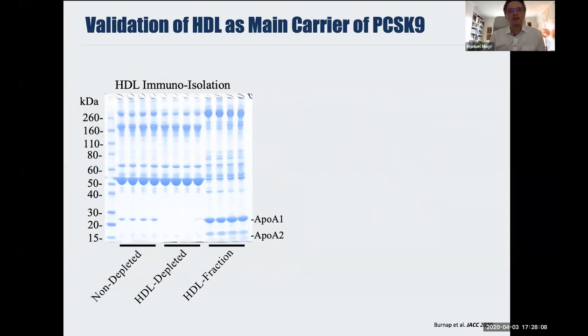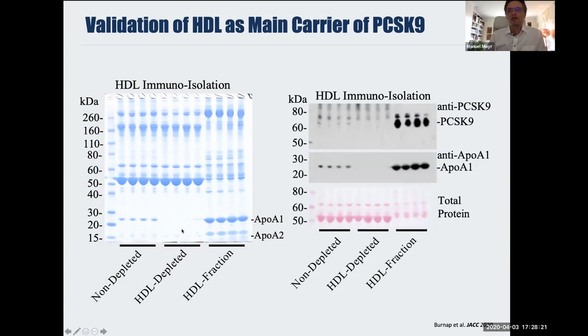And this is a simple Coomassie stained gel, where you can nicely see how successful HDL was depleted. ApoA1 and ApoA2 are only present in the HDL fraction, but are completely absent in the HDL depleted fraction. And if you probe for PCSK9, you can see that, again, the PCSK9 content is almost exclusively present in the ApoA1 containing fraction.